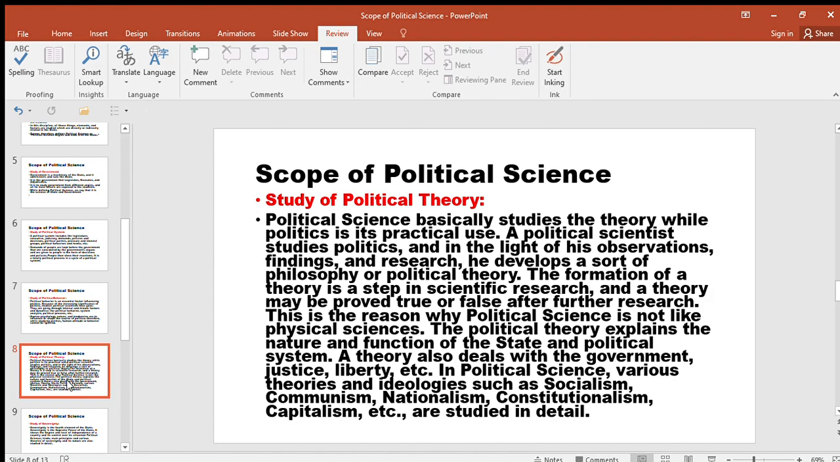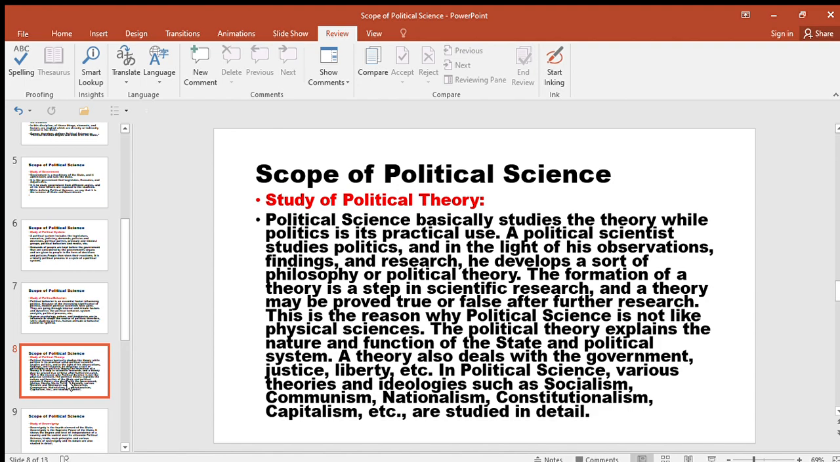Study of political theory. Political science basically studies the theory, while politics is its practical use. A political scientist studies politics, and in the light of his observations, findings, and research, he develops a sort of philosophy or political theory. The formation of a theory is a step in scientific research, and a theory may be proved true or false after further research.